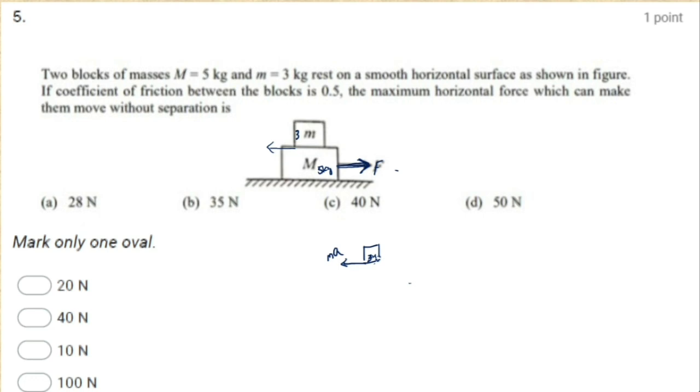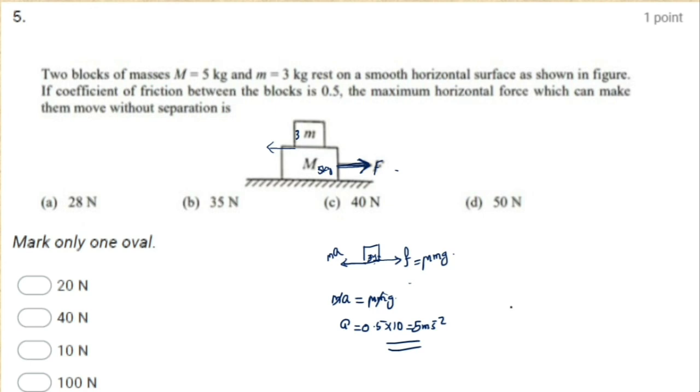When the pseudo force is acting on the block, there will be a friction force acting here. What is the friction force here? That is equal to mu mg. So in this case, the two blocks move together without separation. So we can write ma must be equal to mu mg. Here m cancels. So acceleration is equal to what? 0.5 into 10, that is equal to 5 meter per second square. So we got the acceleration now.